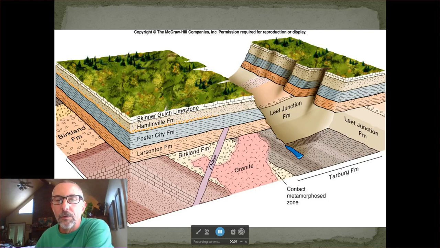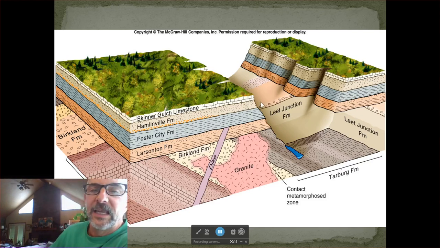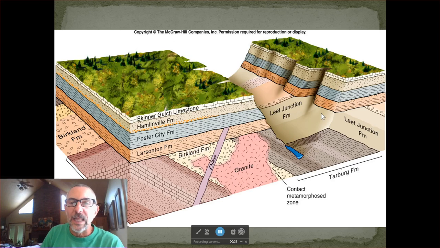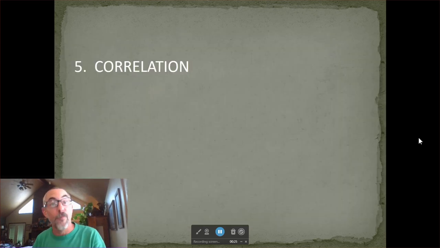At the end of Part 3, we were looking at how you could visually correlate the units on one side of a canyon with the units on the other side of the canyon by simply looking across and seeing that they were the same units. So what makes correlation different from the other four relative age principles?